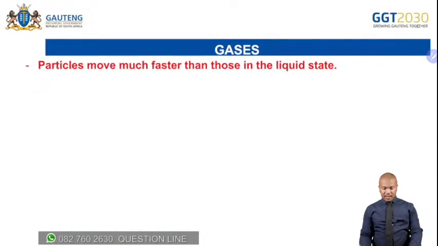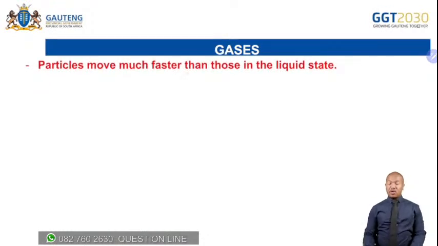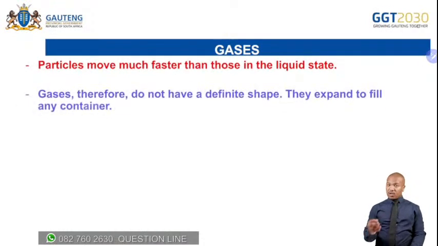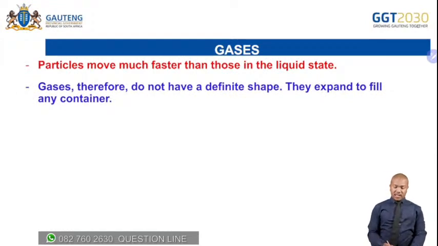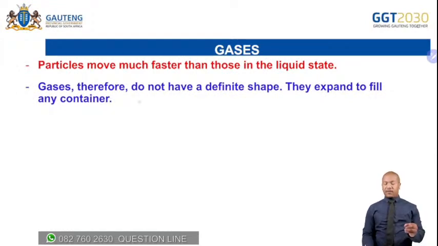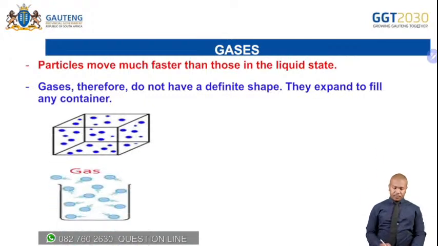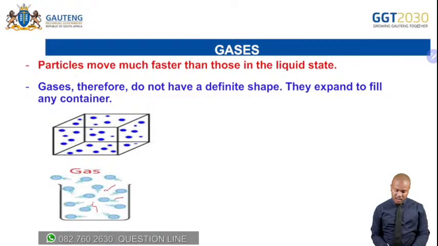And also gases, their particles move faster than those in liquid state and solid state. Gases therefore do not have a definite shape. They will expand to fill any container. They also take up the shape of a container. Now looking at this example here, look at these spaces. There's a lot of movement of these gas particles, right?